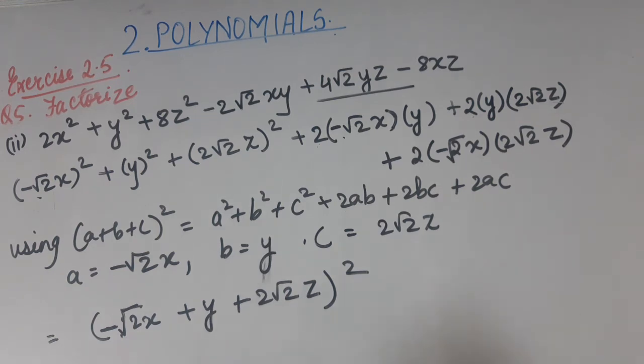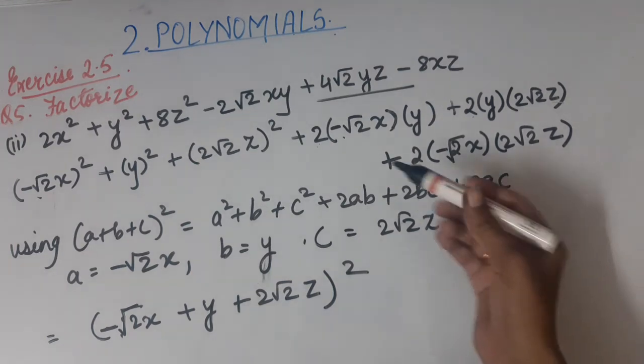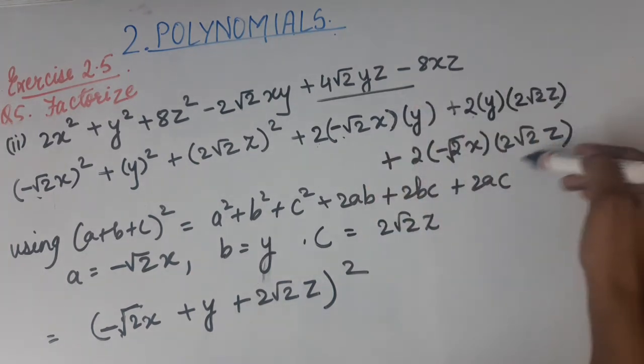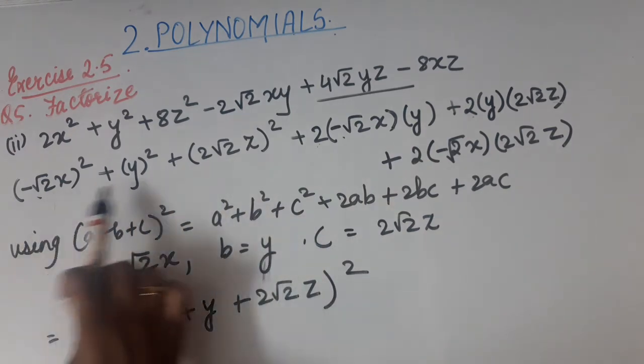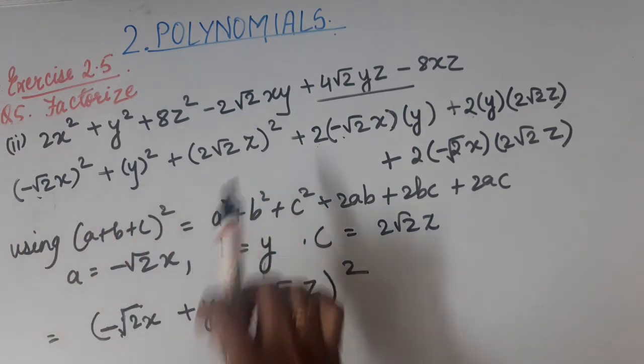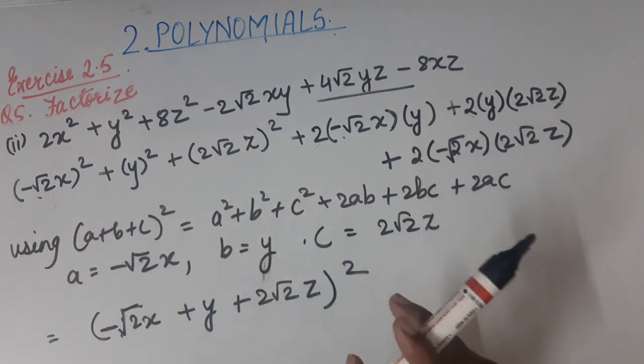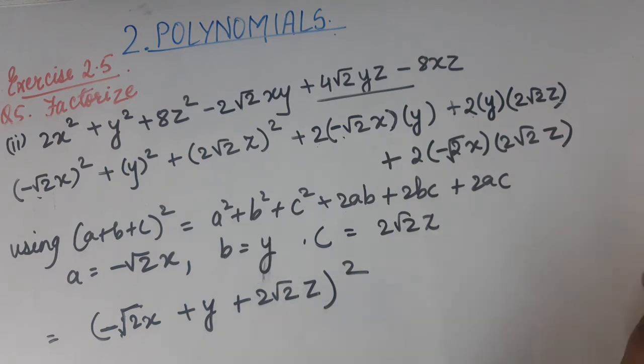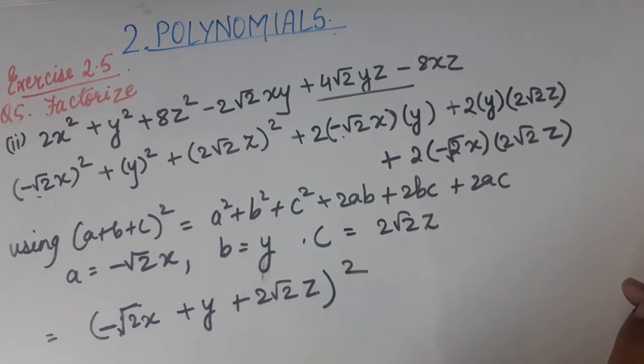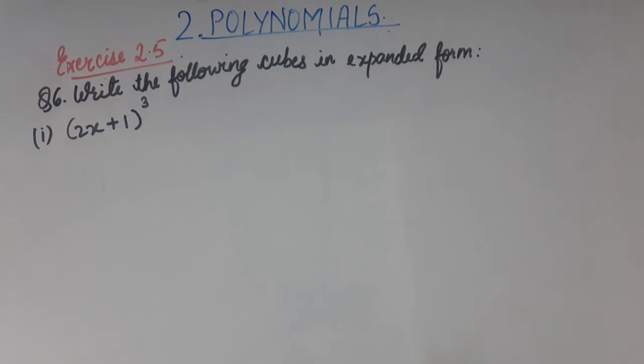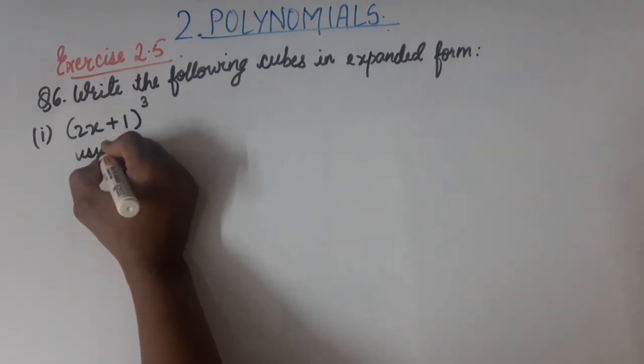Clear? So see, while solving you have to make the adjustments here so that you will get the signs of ABC clearly. Okay? So here we complete question number 5. Let us move to question number 6. Question number 6 is, write the following cubes in expanded form. So here cube. Okay.